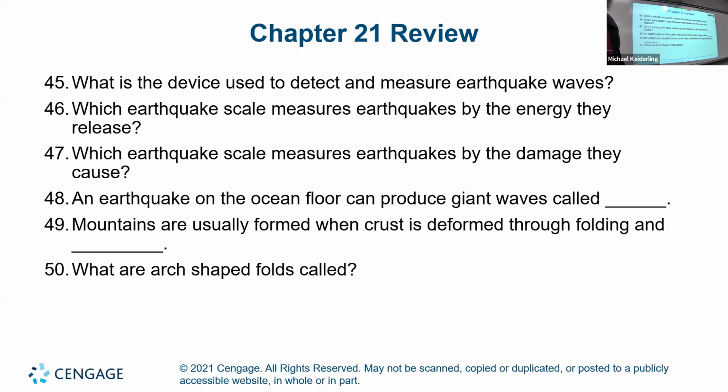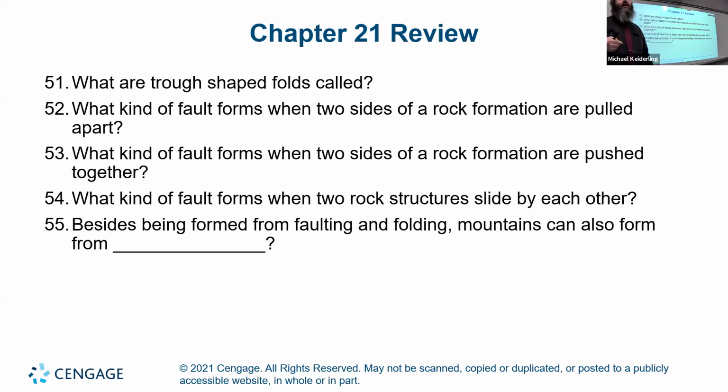An earthquake, yeah. Mountains are usually formed when the crust is deformed through folding and faulting. Arch-shaped folds that go up are called anticlines. So arch and anticline. And trough-shaped folds that go down are called synclines.